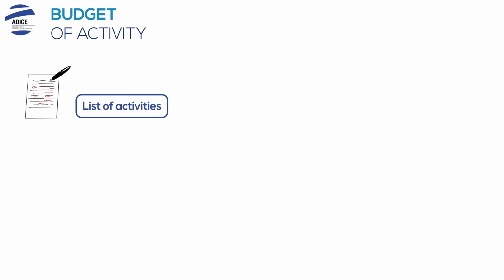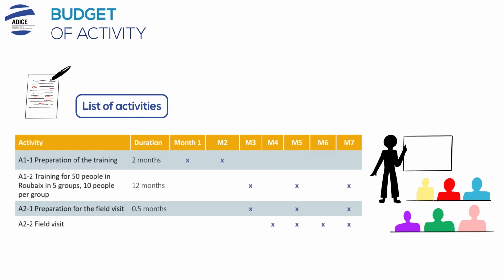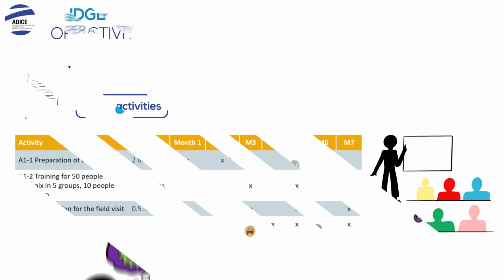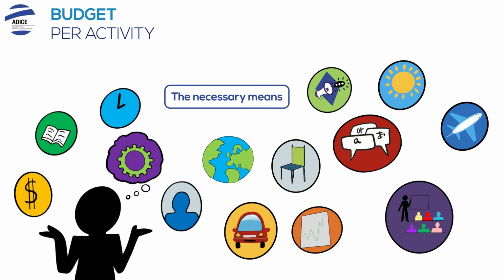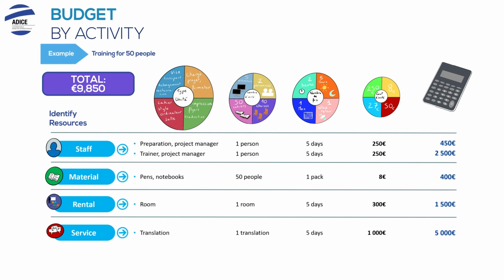Start by listing and breaking down each activity into different tasks to understand what resources will be needed to carry them out. Note all the human, material, equipment, and service resources needed for each activity. Once the resources are identified, note the type, number, unit cost, and number of times the action will be carried out. For example, for 5 days of training for 50 people, you will need a project manager, a trainer, materials, a room, and translation services.